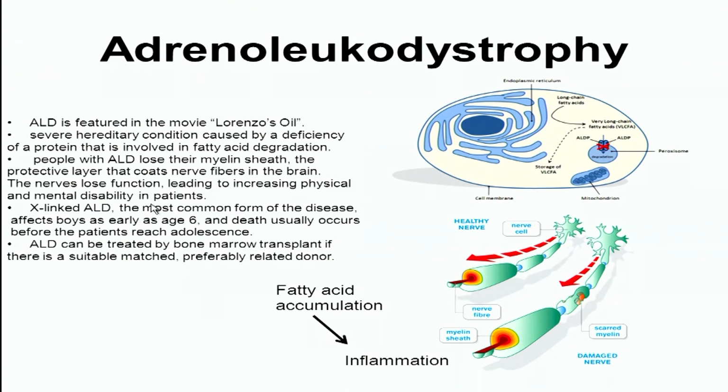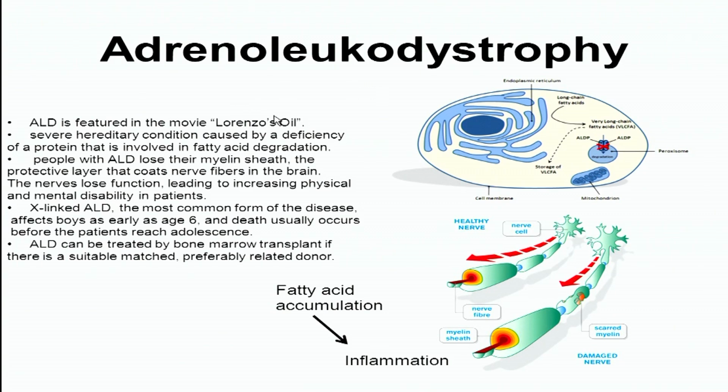It's an X-linked disease, so it occurs in young boys around about the age of 6, and death usually occurs before they reach adolescence. One of the most distressing features is the horrible neurological symptoms, which mean that they essentially lose all cognitive functions as they move towards death. And you can imagine that it's very distressing.